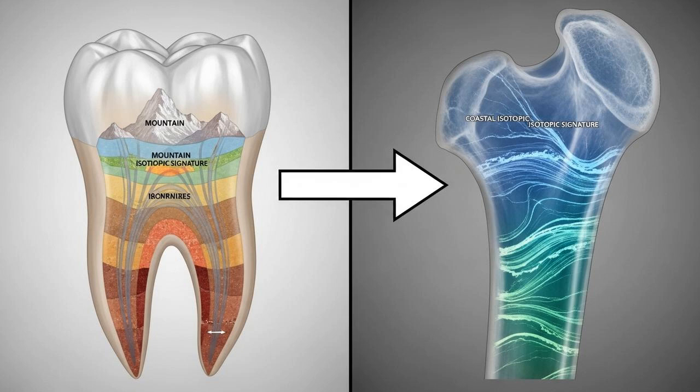Bone, on the other hand, is constantly remodeling itself. The strontium in your bones reflects where you've been living for the last several years of your life. So, if a skeleton's teeth have a strontium signature from the mountains, but its bones have a signature from the coast, you've just found definitive proof that this person migrated.